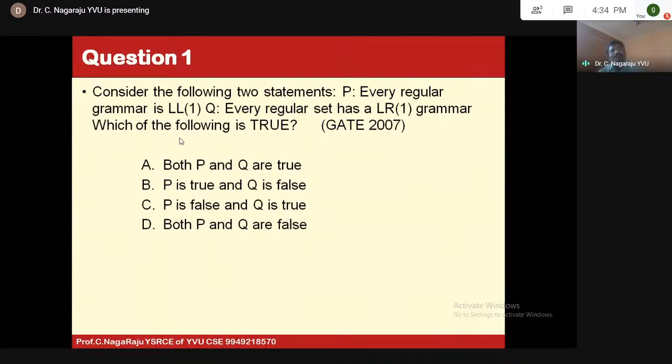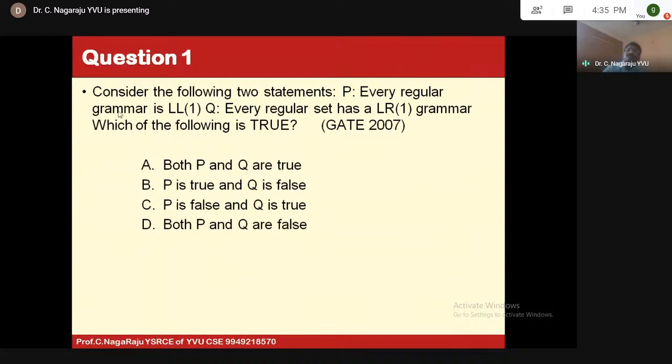Both P and Q are true. P is true and Q is false. Or C, P is false and Q is true. Both P and Q are false. So which one is the correct? P: every regular grammar is LL1 grammar. LL1 means scan from left to right and use leftmost derivation and look ahead one symbol, like SLR parsers. Q: every regular set has an LR1 grammar.